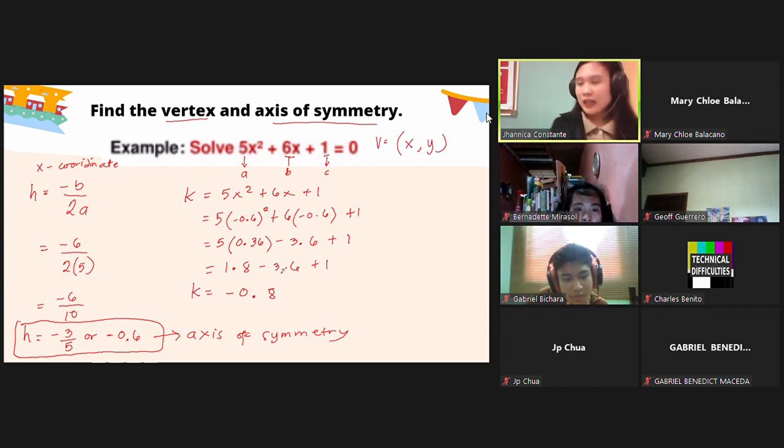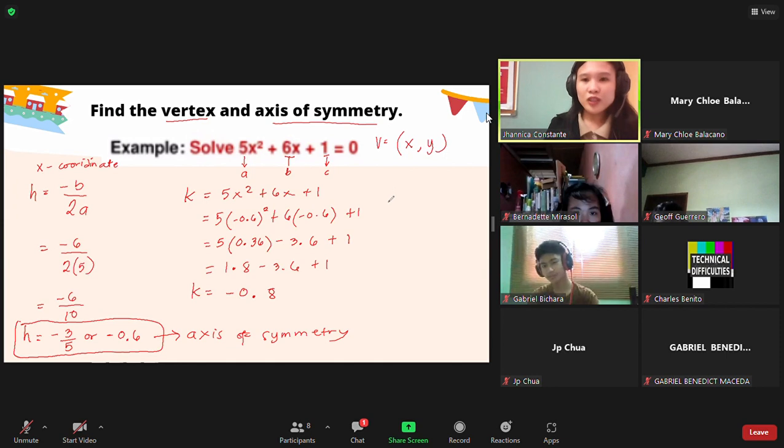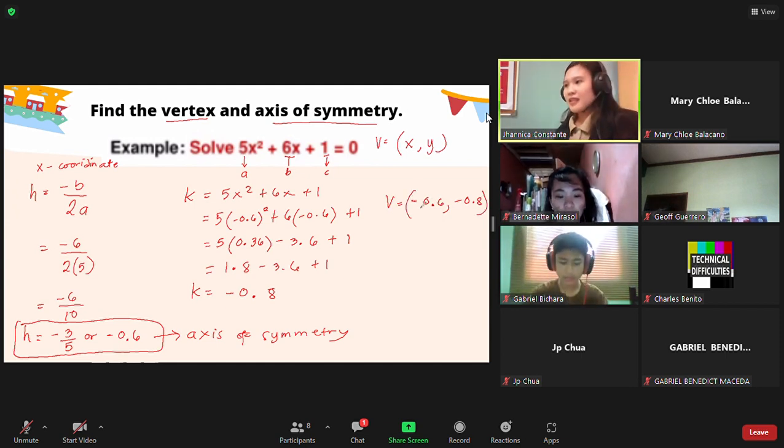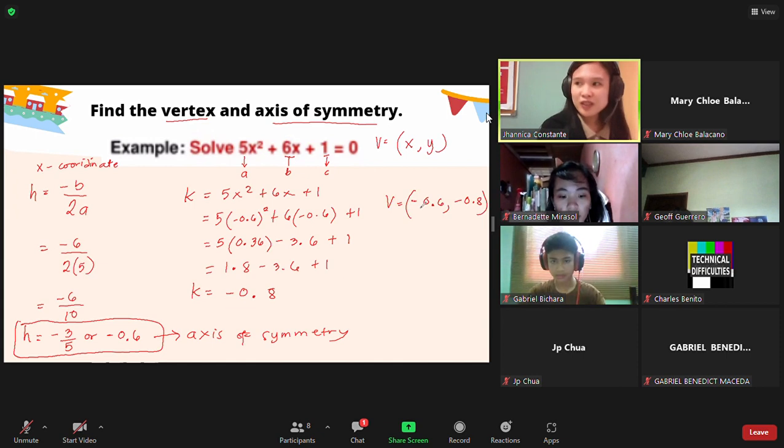Since we are done solving for our k, the vertex of our quadratic function is negative 0.6 and negative 0.8. That is the vertex of our quadratic function.